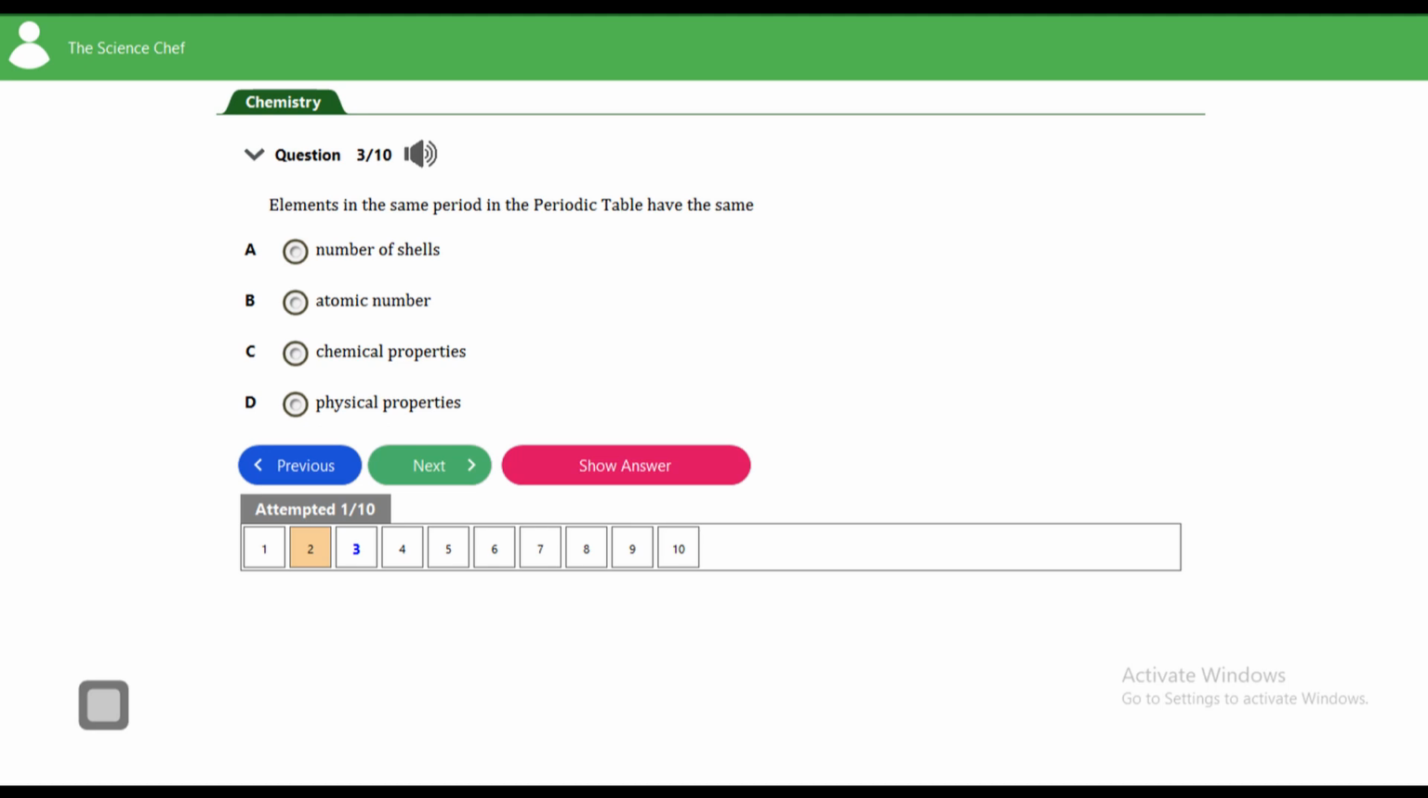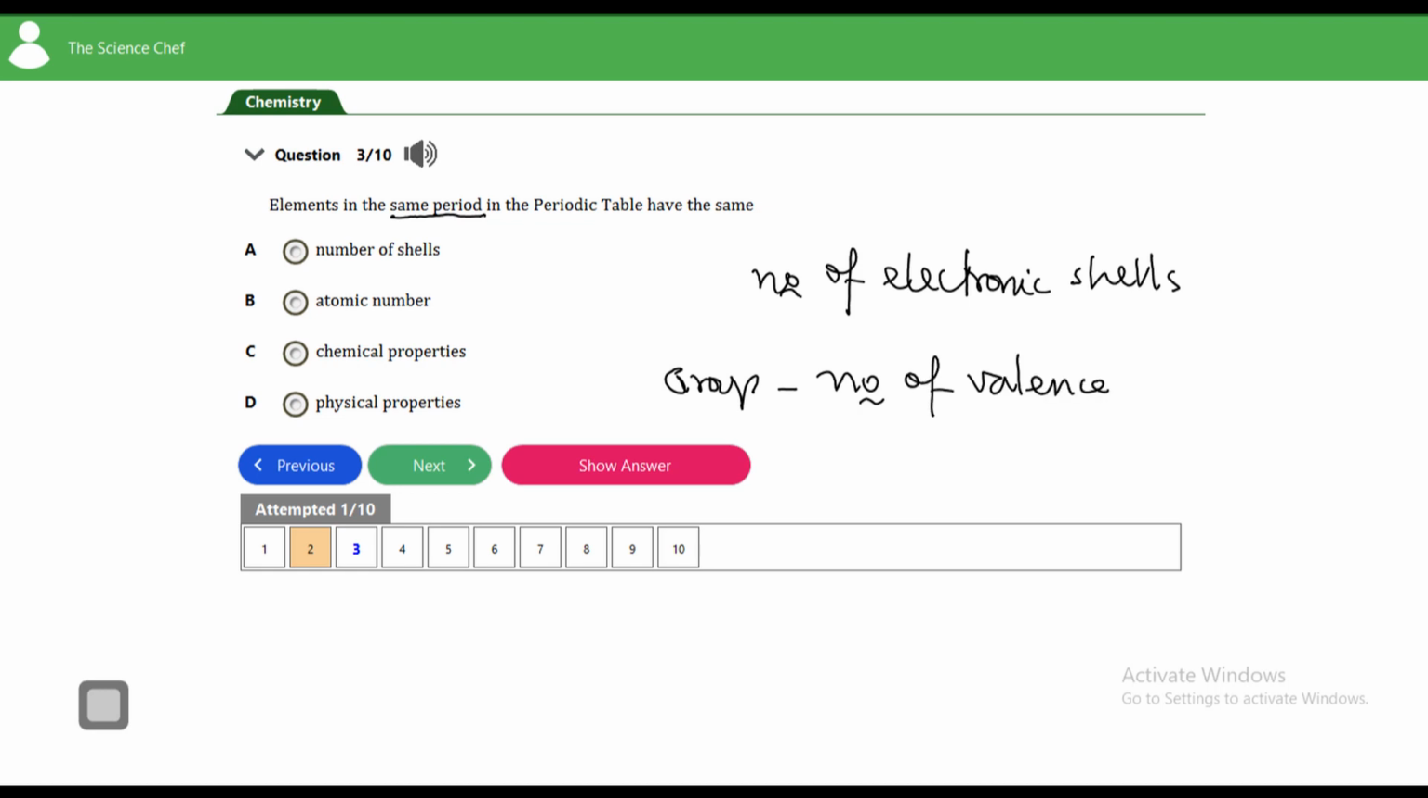Question 3. Elements in the same period in the periodic table have the same what? That's the key word here. Now, elements in the same period, I told you earlier when I was treating question 1 that elements in the same period have the same number of shells, same number of electronic shells, while elements in the same group have the same number of valence electrons. Same number of valence electrons, same number of electronic shells.